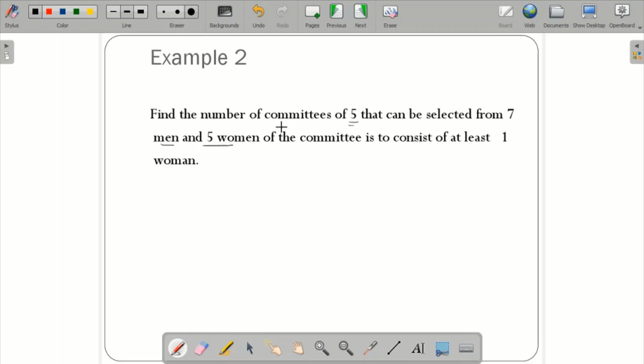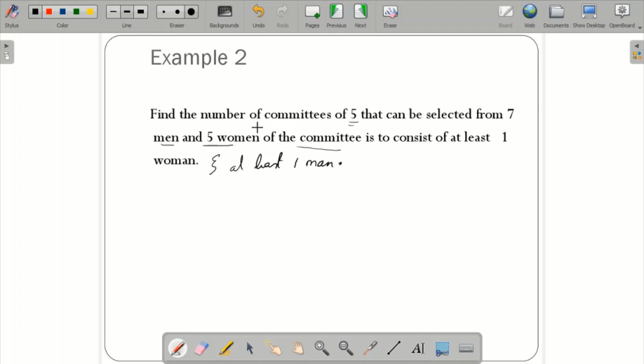Okay, find the number of committees of 5 that can be selected from 7 men and 5 women. The committee is to consist of at least 1 woman and at least 1 man. Okay, there is a change in the question.